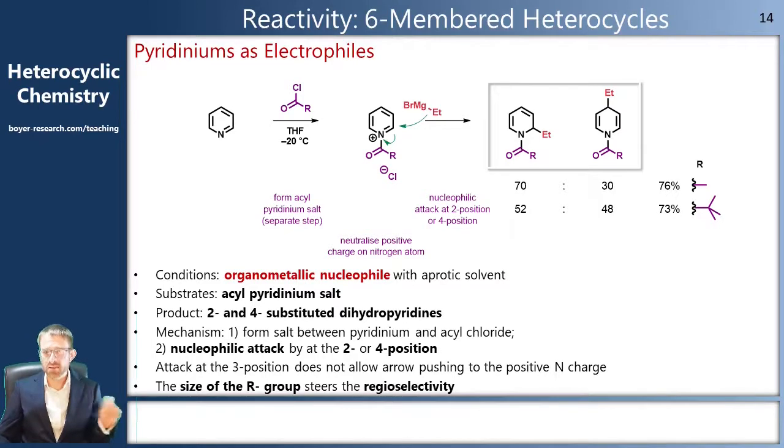And in fact, by changing the size of the R group, we can change the ratio. So if the R group is a methyl group, we get 70% attack at the 2 position, 30% attack at the 4 position. But if the R group is a bulky tert-butyl group, that shifts to a 50-50 ratio between the two.